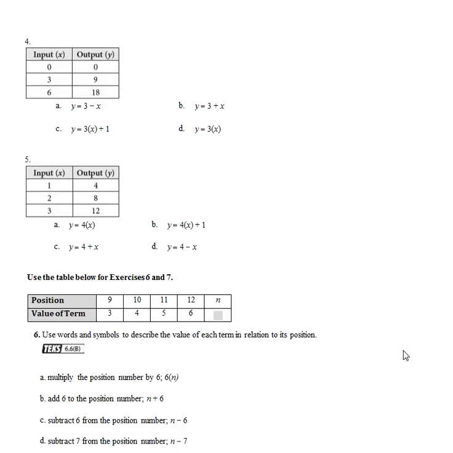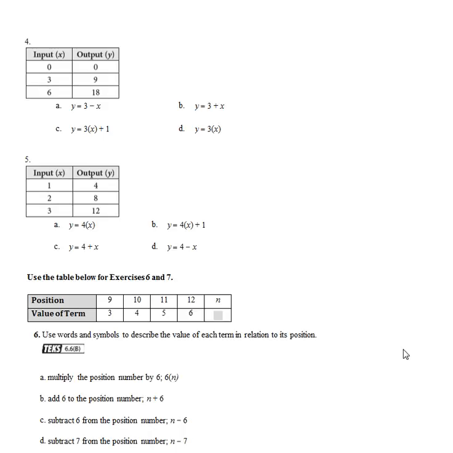Number 5. The top of the table reads input x, output y. A, y equals 4x. B, y equals 4x plus 1. C, y equals 4 plus x. D, y equals 4 minus x.